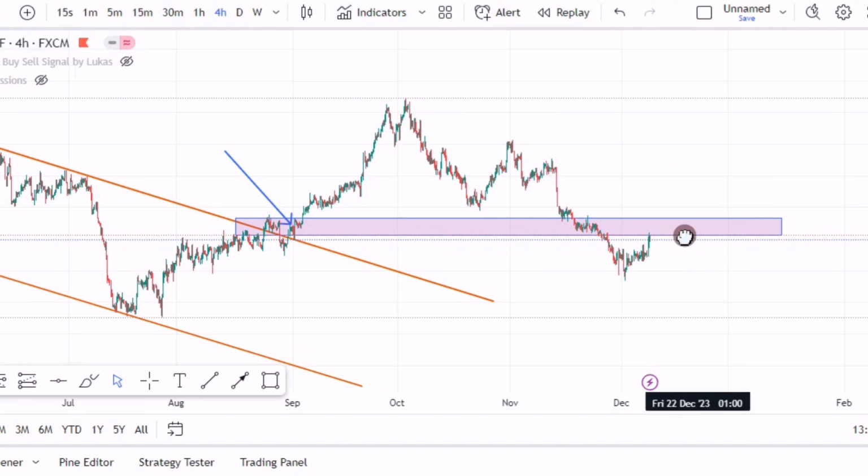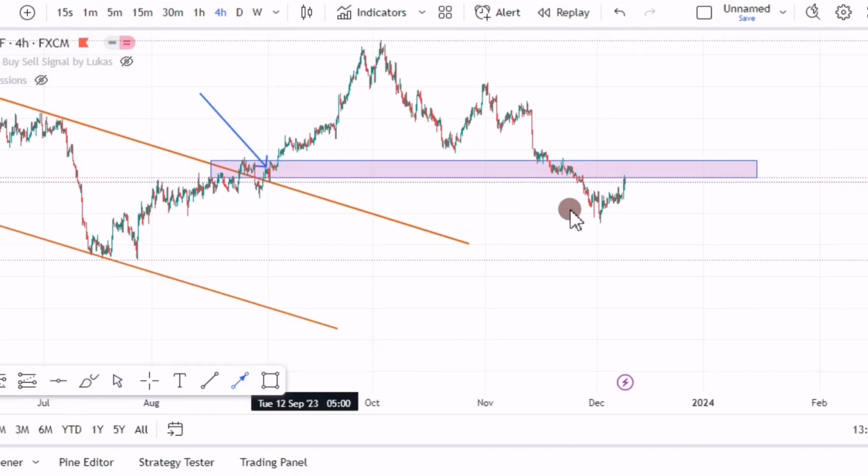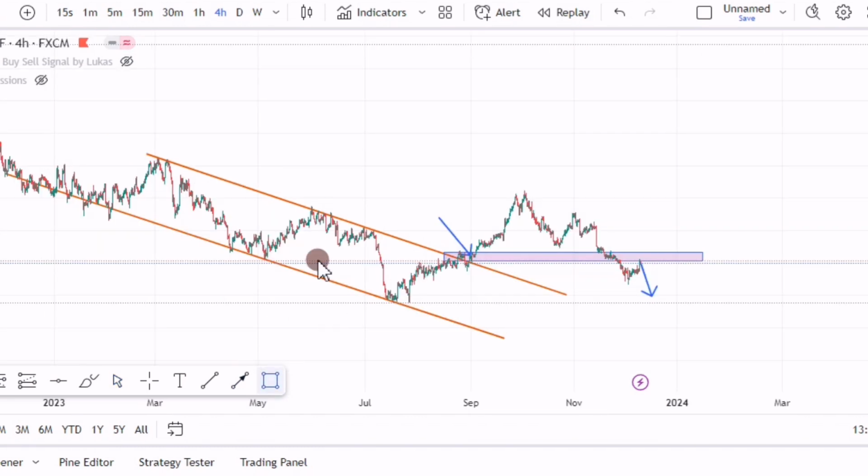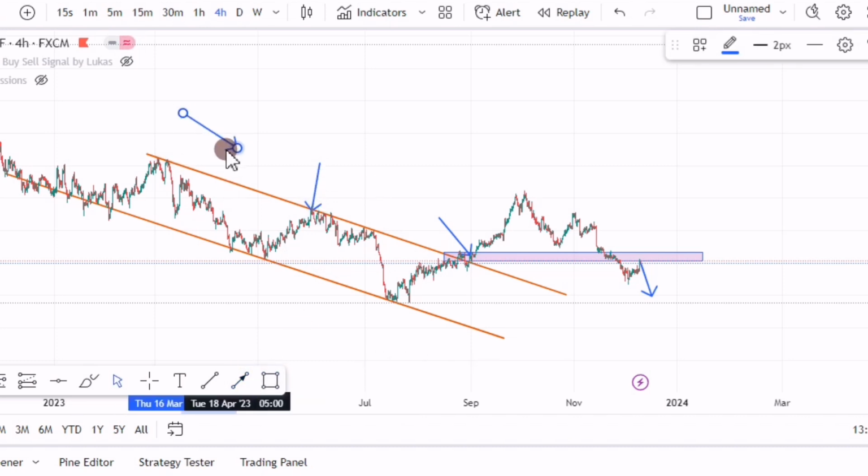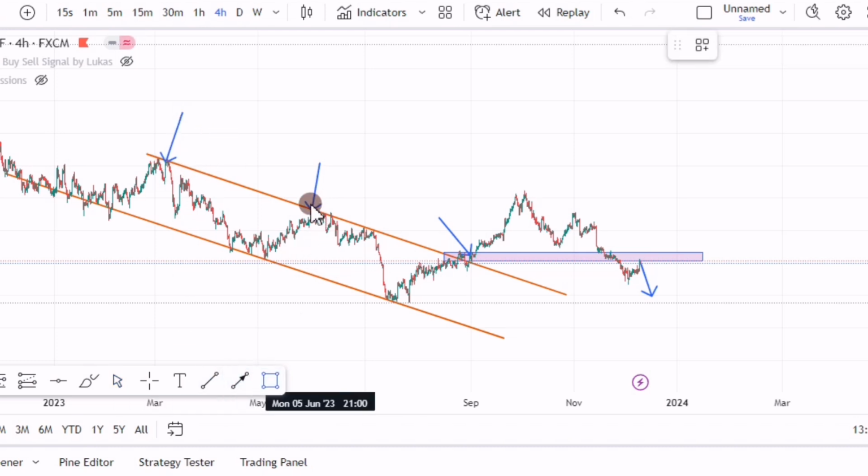Okay, right here, traders, you are likely to see a rejection on that key level. You are likely to see a rejection, so just watch out for that. And it's also worth noting, let me show you this. This is also worth noting.